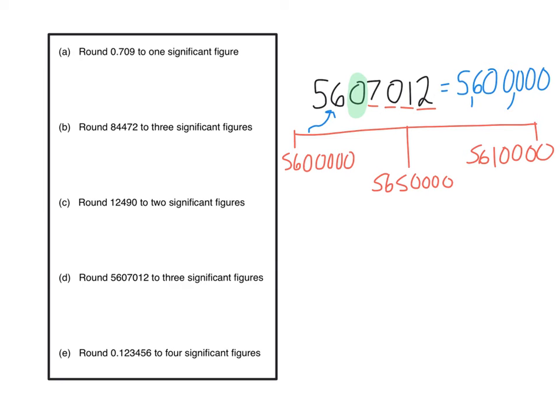And let's just have a look at the last one. So we've got 0.123456, and it wants it to 4 significant figures. Now this is the one that I have to remember. That 0 is not important. It's not significant, so I don't count it. So the 1 is my first significant figure, the 2 is my second, the 3 is my third, and the 4 is my fourth significant figure. So that's the one that I'm going to be highlighting.